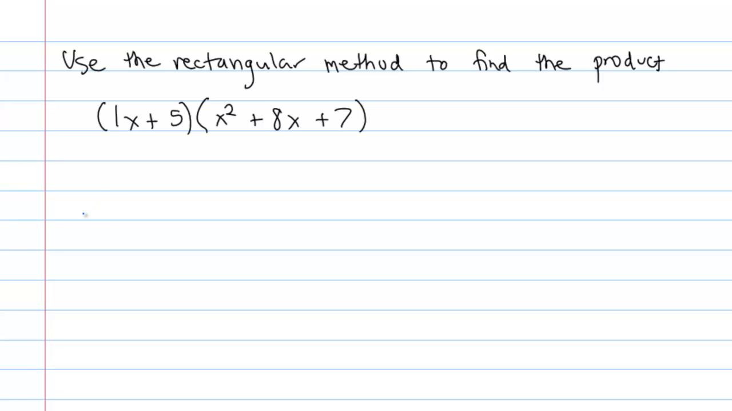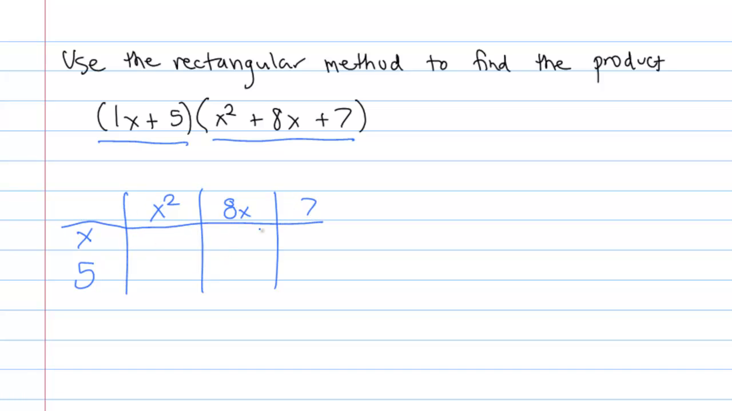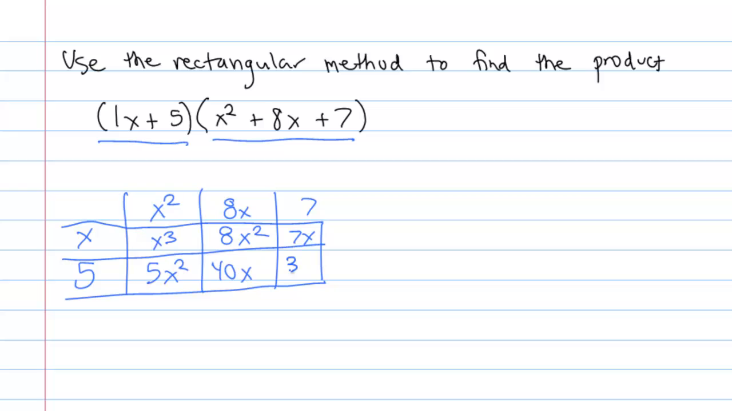So let's see, I'm going to first set up my rectangle with the terms from the first binomial, x and 5, and the terms from the second polynomial, x squared, 8x, and 7. And then I'll give myself the entries in the rectangle. So x times x squared is x cubed, x times 8x is 8x squared, x times 7 is 7x, 5 times x squared is 5x squared, 5 times 8x is 40x, and 5 times 7 is 35. And so we've got the entries in the rectangle.